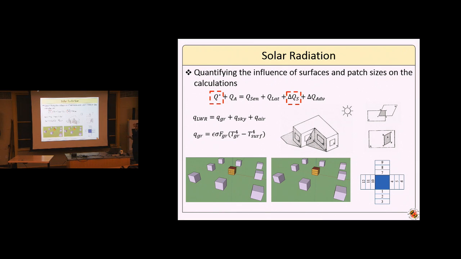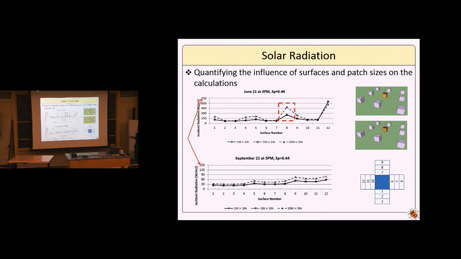In the next slide, I would like to show you the influence of the patch sizes, because when you're making the average, you have a combination of the shaded surfaces and unshaded ones. Here I'm looking at 1 meter by 1 meter. Those smaller squares are 1 meter by 1 meter. The other one is 2 meter by 2 meter. The other one is basically one patch per story, 10 meter by 3 meter. So it's basically this one. 1 meter by 1 meter is this one.